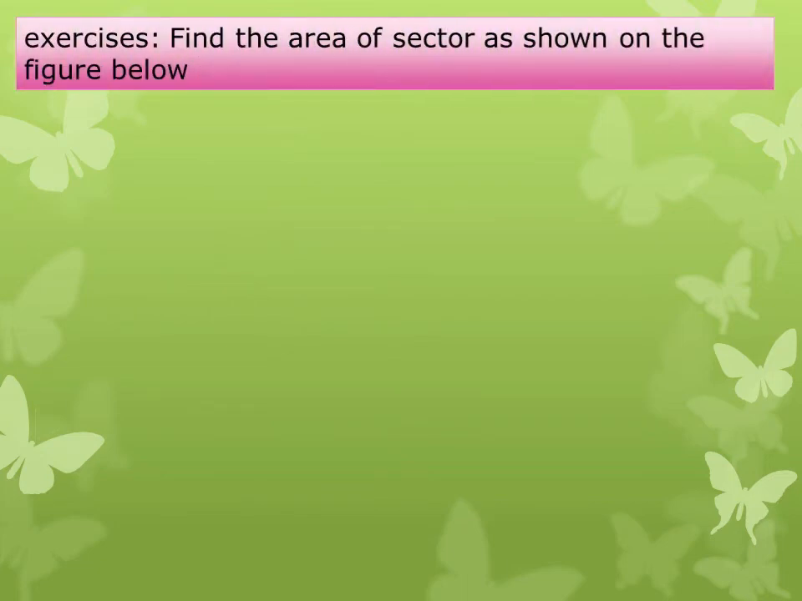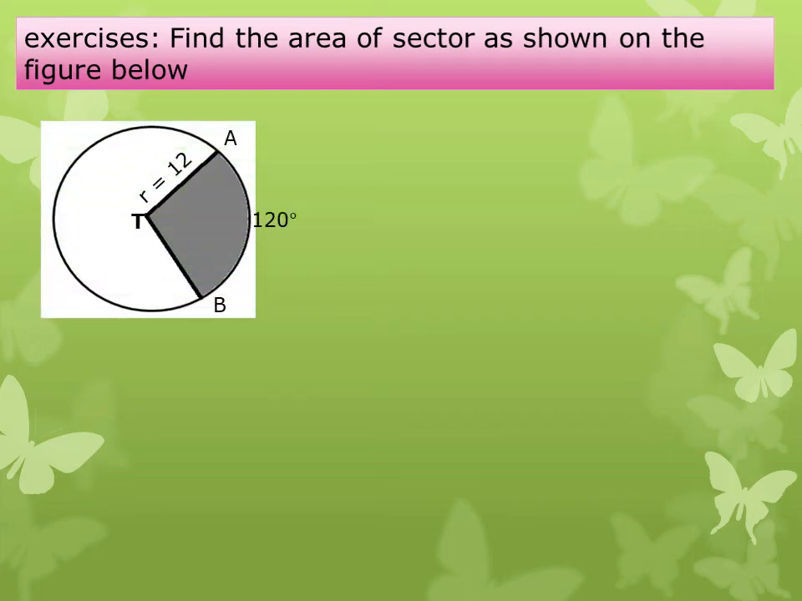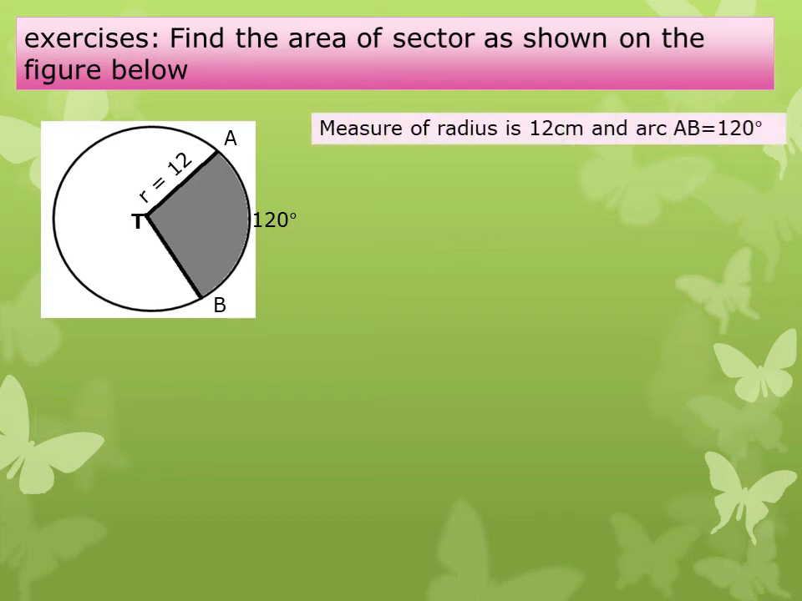Okay, so let's have now our exercises. Find the area of sector as shown on the figure below. So we have circle T with radius equals 12 centimeters, or 12 units, and we have arc AB, which measures 120 degrees. So we have that given: the radius is 12 centimeters, and arc AB is equal to 120 degrees.